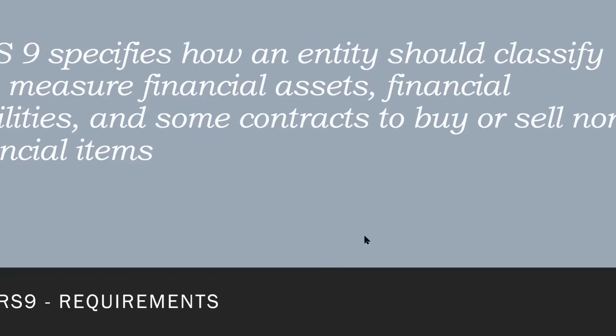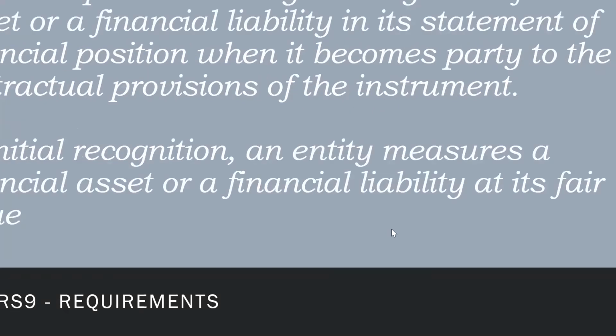So IFRS 9 specifies how an entity should both classify and measure financial assets, financial liabilities, and some contracts to buy or sell non-financial items. IFRS 9 requires that an entity recognize a financial asset or financial liability in its statement of financial position when it becomes party to the contractual provisions of the instrument. Then at initial recognition, an entity measures this financial asset or financial liability at what is known as its fair value.